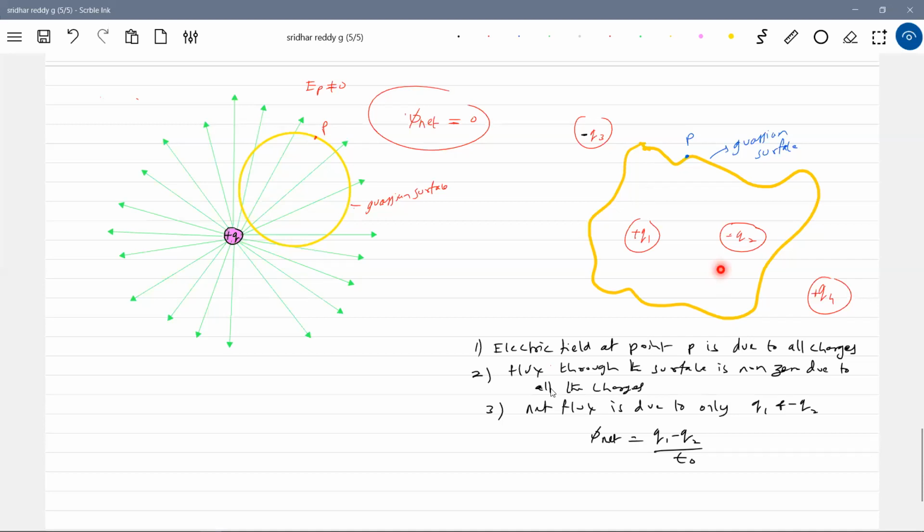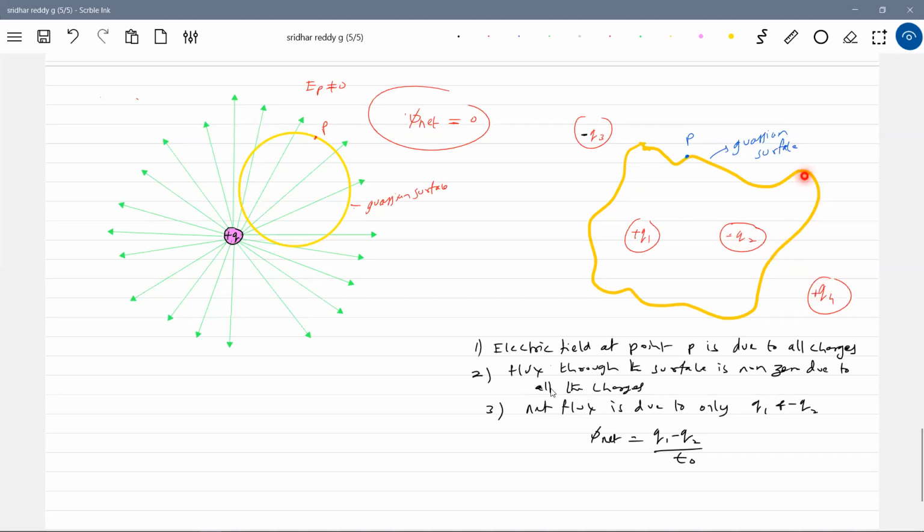After that, you have a Gaussian surface. How many lines of force due to Q4 are entering? Those many will leave. How many lines of force are entering due to minus Q3? Those many will leave. But due to Q1, only leaving will happen, and due to Q2, only entering. The resultant of this will be the net flux. So flux due to all the charges through the surface will be non-zero.